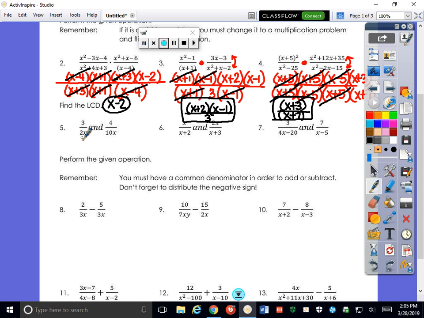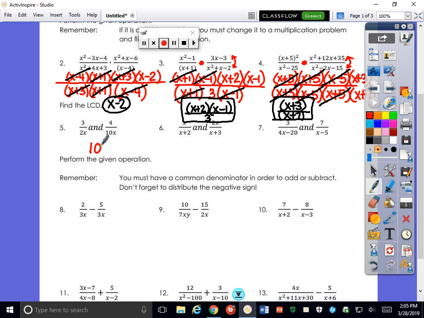Keep in mind this is different from a greatest common factor. A greatest common factor can be the lowest number that goes into both of them, but an LCD, or a least common denominator, cannot be any lower than the highest number. So our highest number in this is 10, and so we cannot have an LCD between those 2 and 10 that's any lower than 10. So 10 is the first number that 10 goes into and 2 goes into. So our LCD is going to be a 10 for sure.